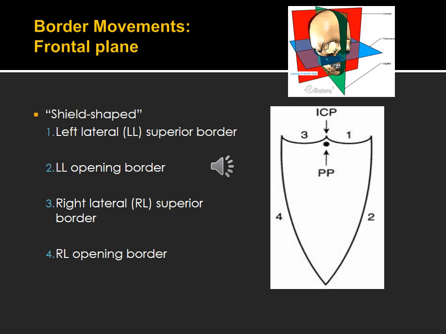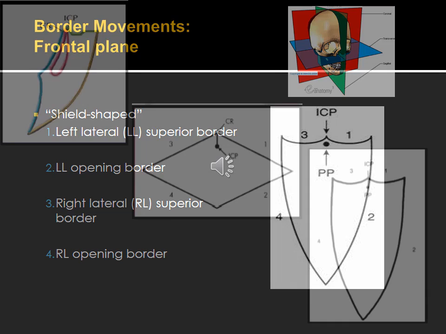Okay. And then 3 is moving to the right lateral side, which is the right lateral superior border between the upper and lower incisors, and then opening from the right lateral, which is number 4. So this will create the shield shape, which is the frontal plane movement. PP is the postural position when we are at rest position.